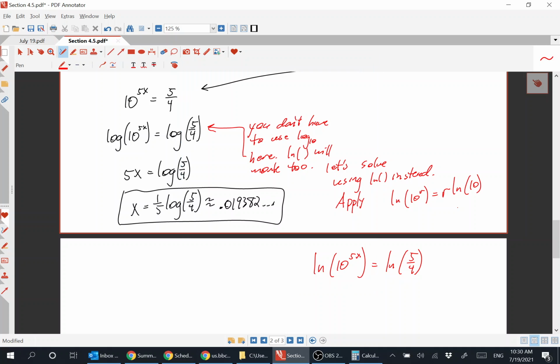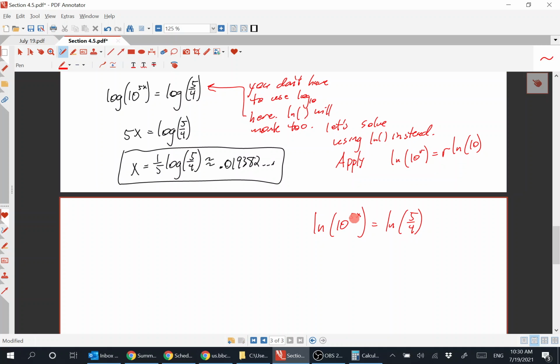So the logarithm property, right? Log base b, whatever base it is, log of a to the r is r times log of a. So instead of doing this, the log base 10 cancels out with the 10 to the 5x and just leaves that. It's a little less clean, and you have to use this thing here. But it still works just fine. So the exponent comes out front. 5x natural log of 10 is equal to natural log of 5/4.